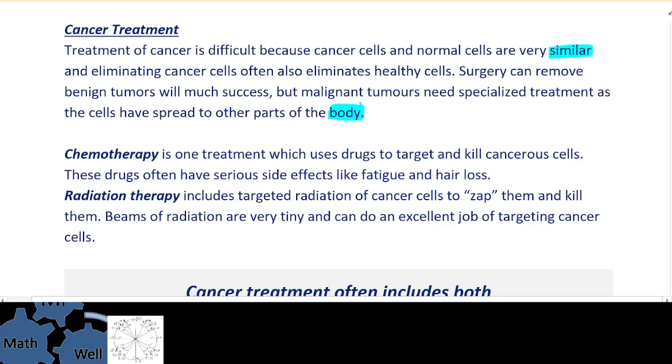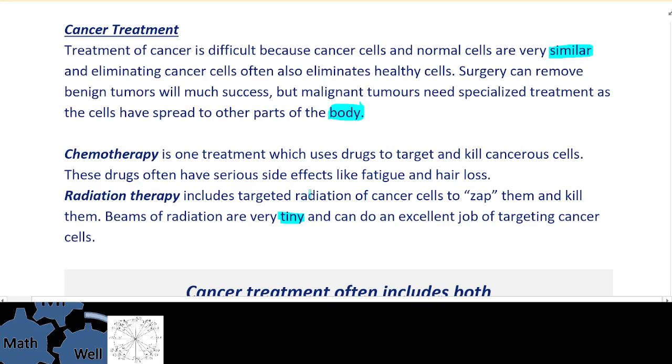So chemotherapy is very common, just because these drugs go throughout your body searching for these kinds of cells, and the idea is to kill the cells wherever they may be. Now, radiation therapy includes targeted radiation, almost like a laser beam. You're zapping the cells. You're trying to find the cancer cells. If there's a clump of them, radiation can zap them and kill them. Beams of radiation are very tiny and do an excellent job of targeting these cells.